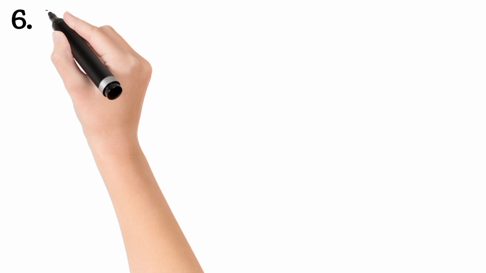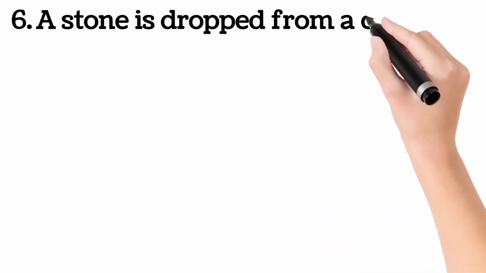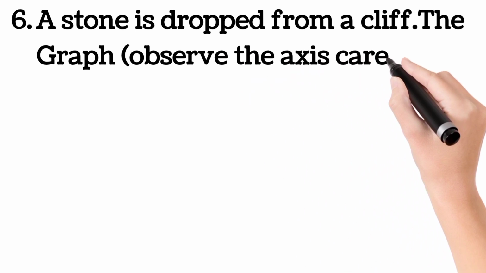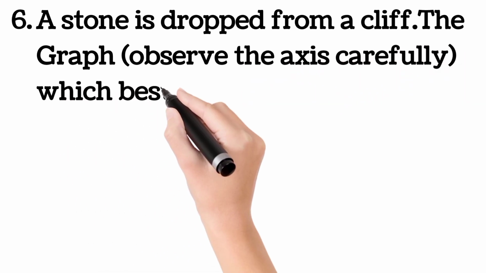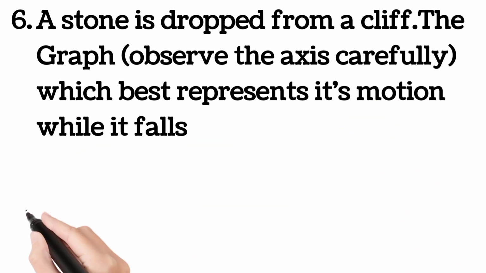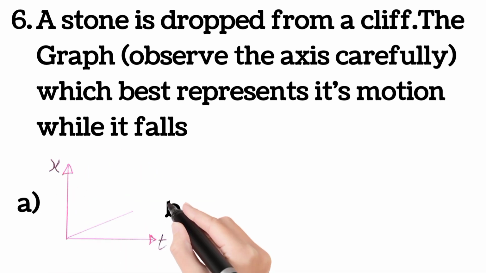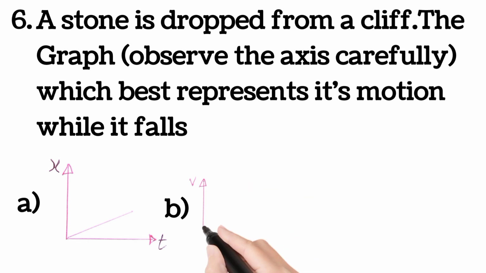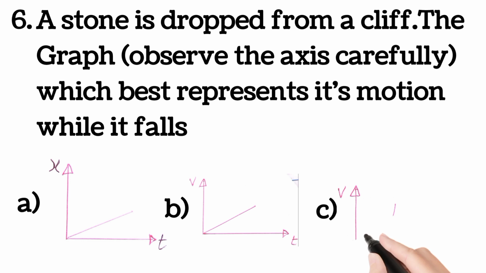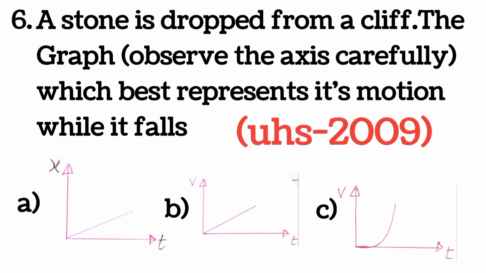Now the sixth MCQ is: a stone is dropped from a cliff. Observe the graphs carefully. Which best represents the motion while it falls? A option is a displacement-time graph, which is a straight line passing through the origin. B option is a velocity-time graph, which is also a straight line passing through the origin. C option is a velocity-time graph, but it is a parabola. This MCQ was asked in UHS 2009.